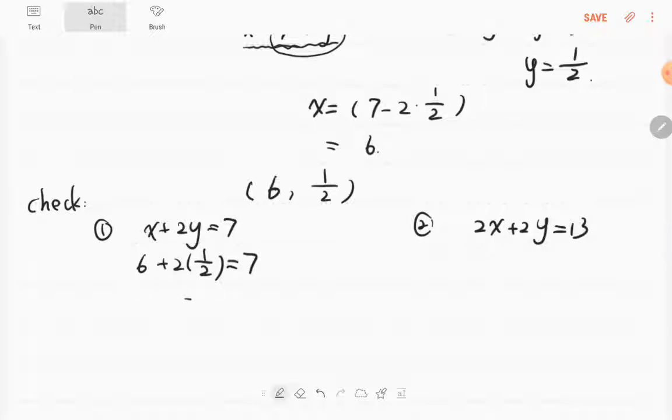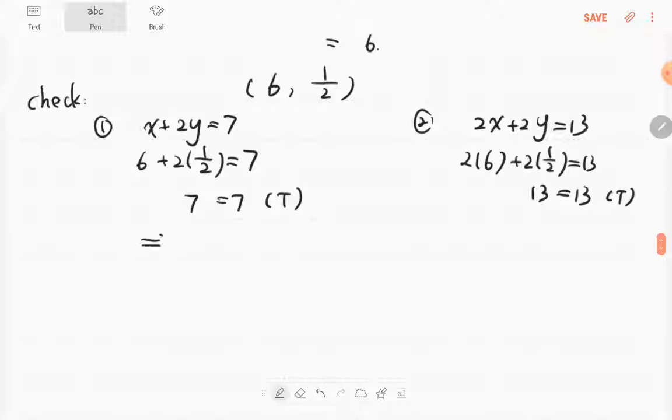So the left side we got 7. The right side we also get 7. So it's true. Let's check this one. 6 is x and half is y. Let me check the left side. 12 plus 1 is 13. And the right side is 13, so it's also true for the second equation. After that, we can conclude this ordered pair is just the solution.